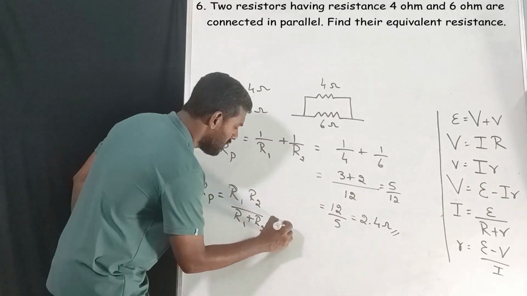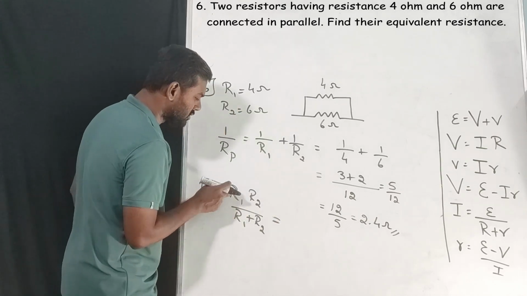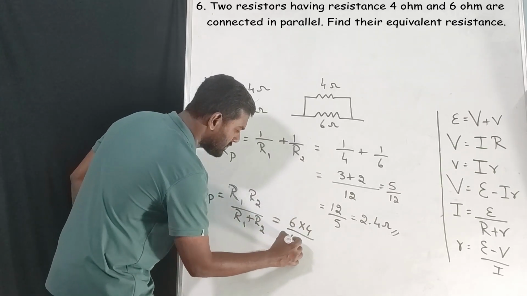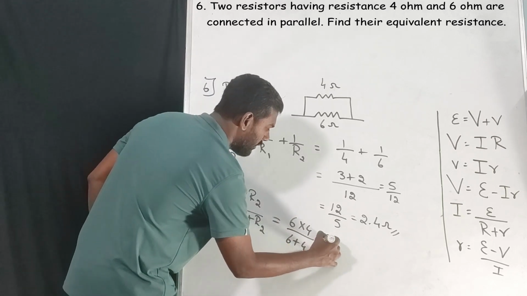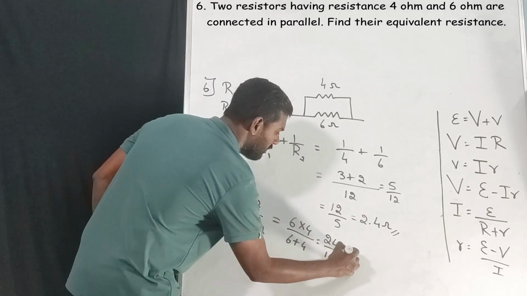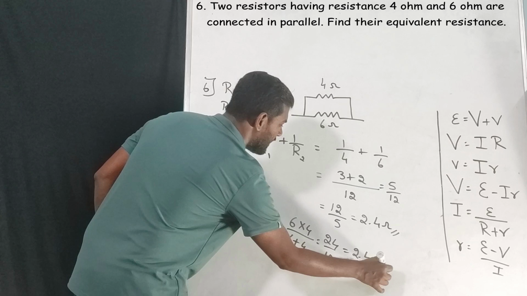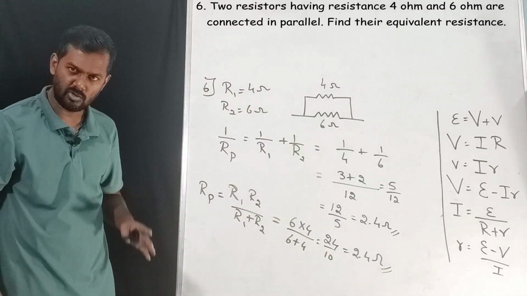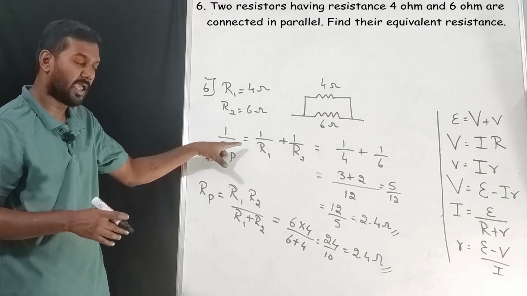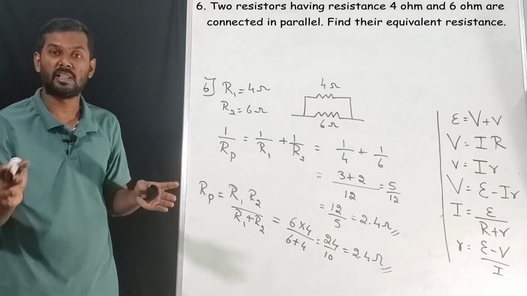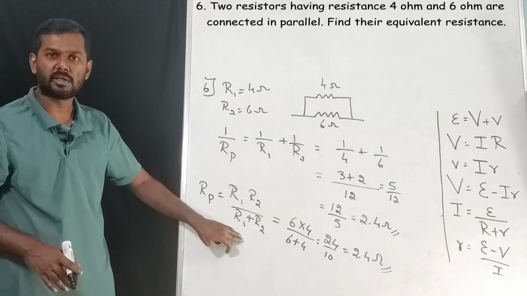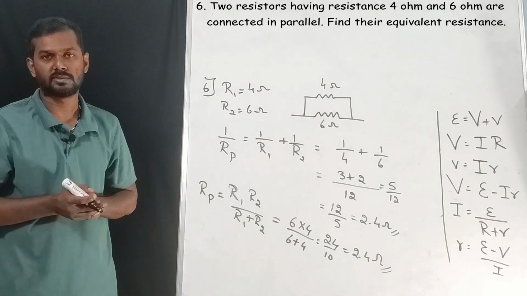That's it. So the answer will be, substitute the values. R1 R2, 6 into 4 by 6 plus 4. So 24 by 10, that will be 2.4. See, in this method you will get the answer directly. So whichever method is useful for you, you can go for it. In exam you can use any method. There is no rule that you have to use this method only. If you go for this method also, you will get the complete marks.